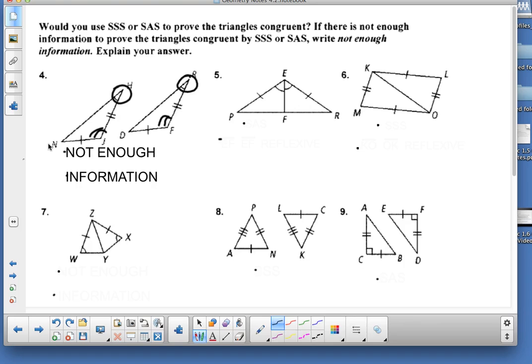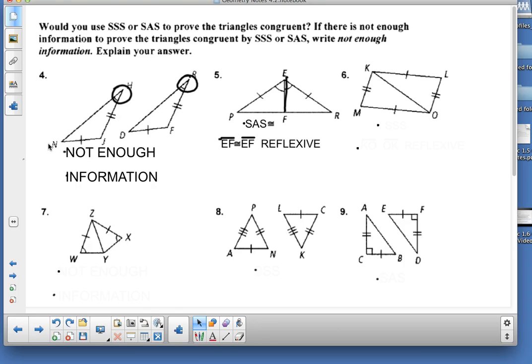So because it's over there and these two puppies aren't congruent, that's why it's not enough information. Okay? In 5, I'm looking at this EF as reflexive property. It's congruent to itself. So I have side angle side. I'm going to actually say I got that EF congruent to EF because of reflexive property, in case someone's reading my stuff and goes, boom, you're wrong.